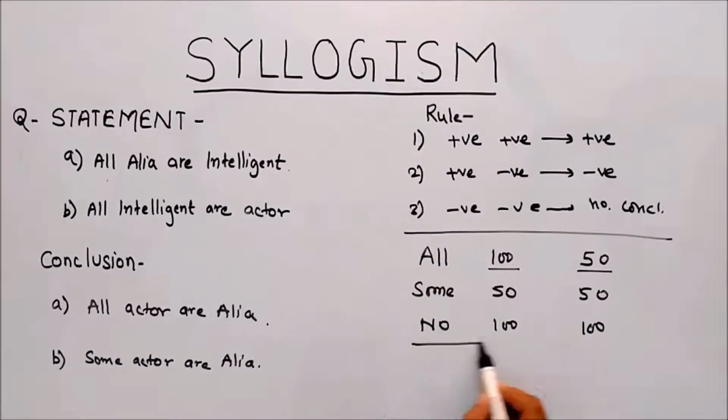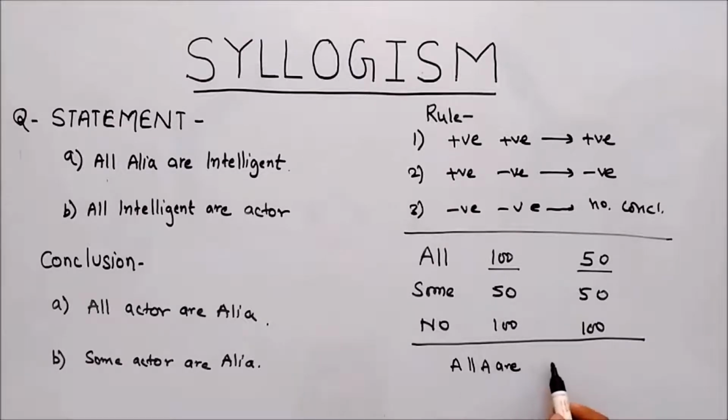Rule number three. When a conclusion consists of two statements, then there should be a common word, and that word should be valued 100. For example, in these two statements, B is common in both statements and the value of B must be 100.